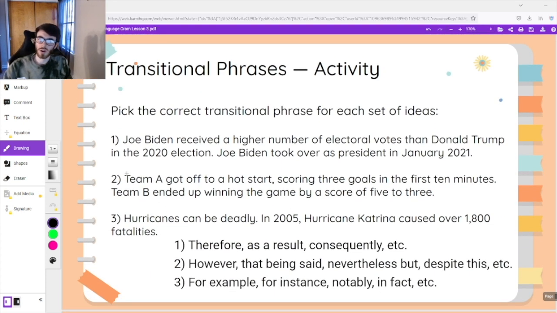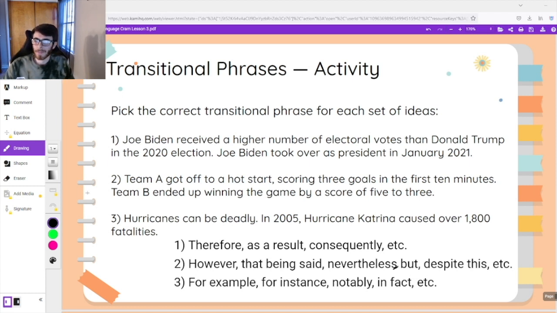The second one. Team A got off to a hot start, scoring 3 goals in the first 10 minutes. Team B ended up winning the game by a score of 5-3. Well, this first sentence is suggesting that Team A did really well. The second sentence is saying that Team B won the game. So they contrast each other in some way, right? They are not sort of in agreement. The first one says Team A is good. The second one says Team B is good. So we need something that conveys some sort of contrast. However, that being said, nevertheless, but despite this, something that conveys that the two don't agree with each other, that there is some sort of contrast between the two.